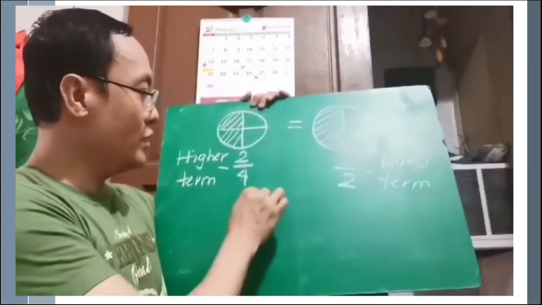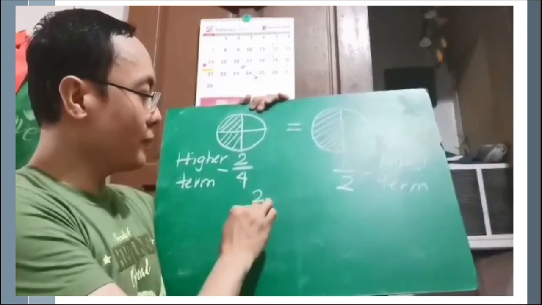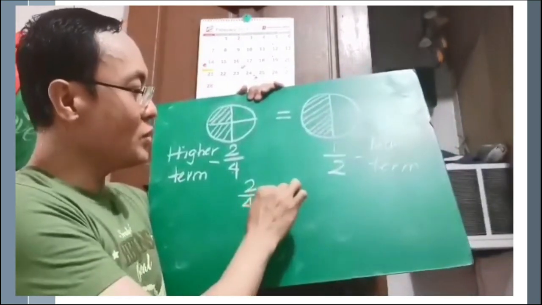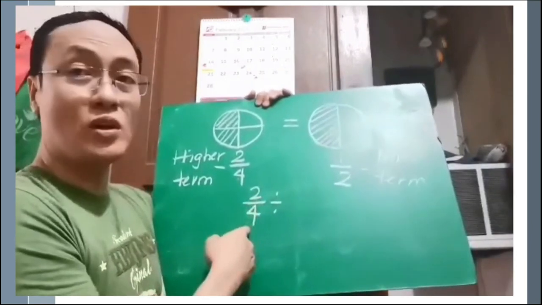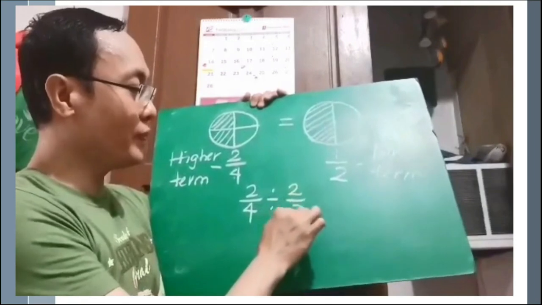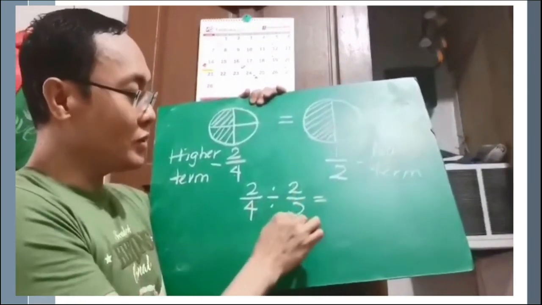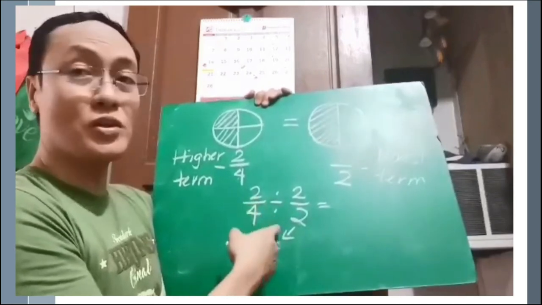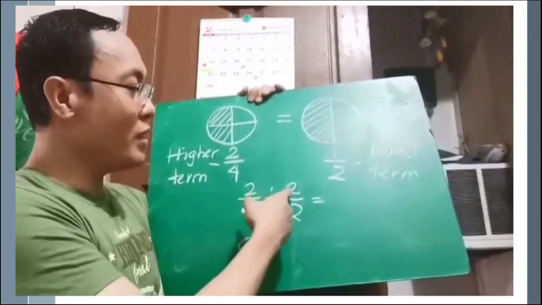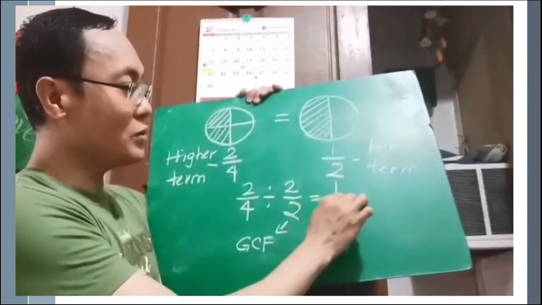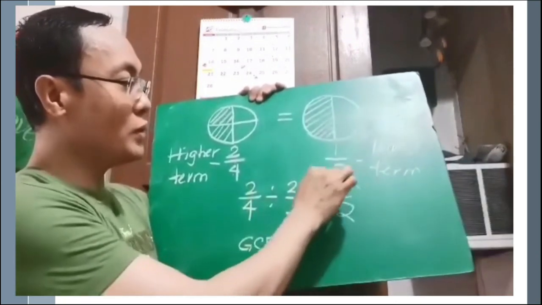So simply 2/4, get the GCF. Okay, so what is the GCF or the greatest common factor of 2 and 4? That is 2. Okay, so 2 is the GCF. Divide the fraction by its GCF. 2 divided by 2 is equal to 1. 4 divided by 2 is equal to 2. So 2/4 is equal to 1/2.